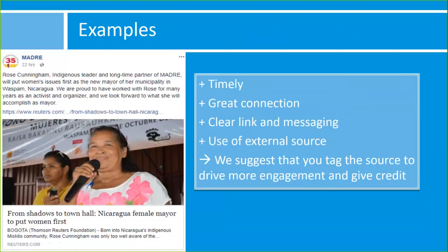A few examples from all of you. So this is a great Facebook post that is timely, has a great connection to the audience. It's an external article but has a clear link in the messaging. One suggestion, but that's a very minor detail, would be to tag the source at the end of the post, because it comes from Reuters, to give credit to that.